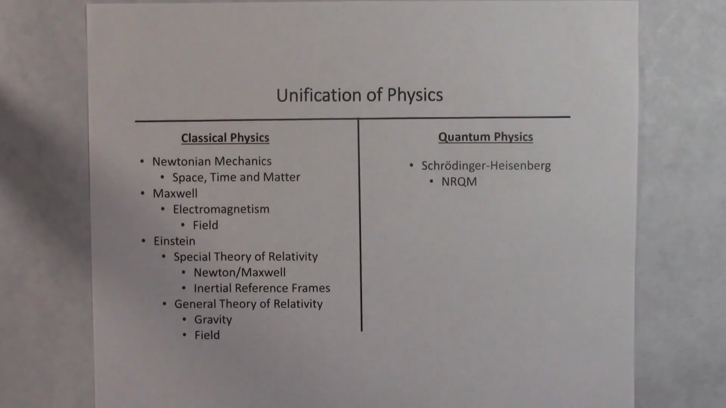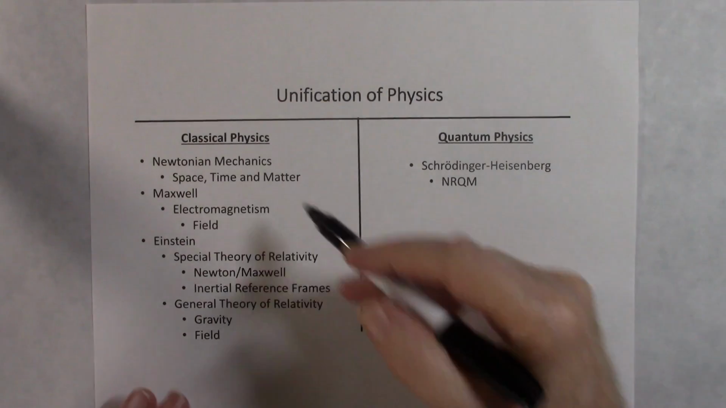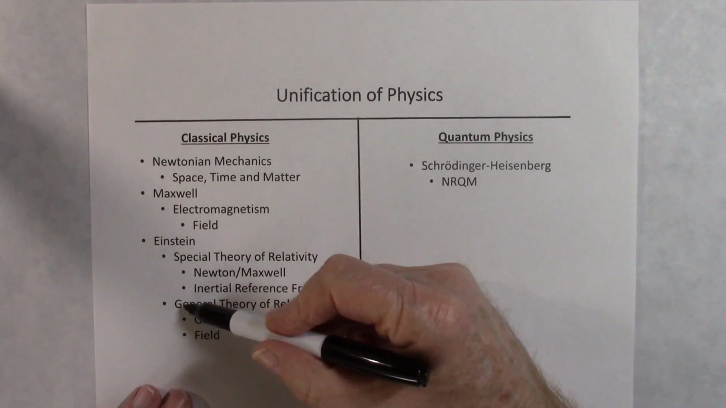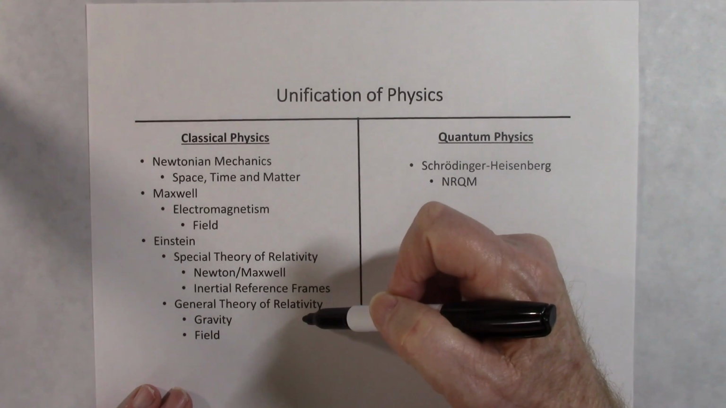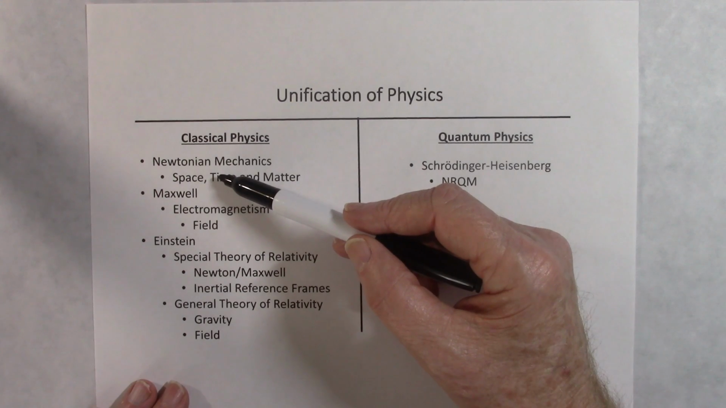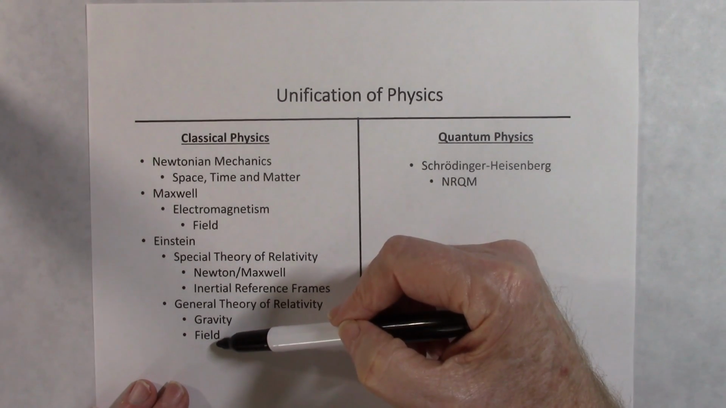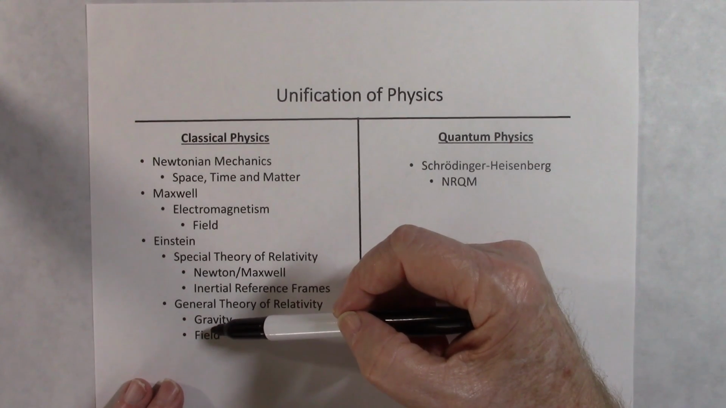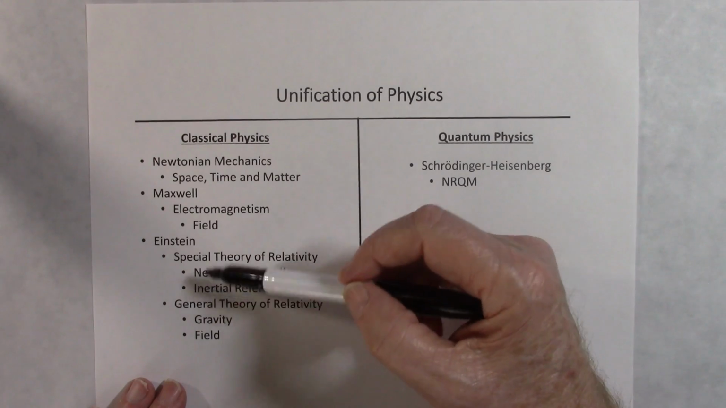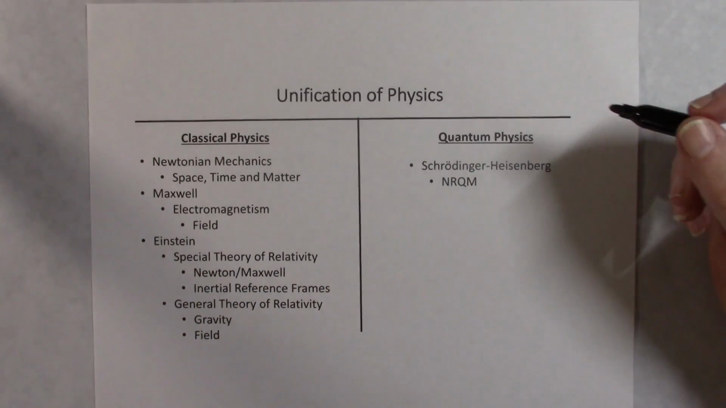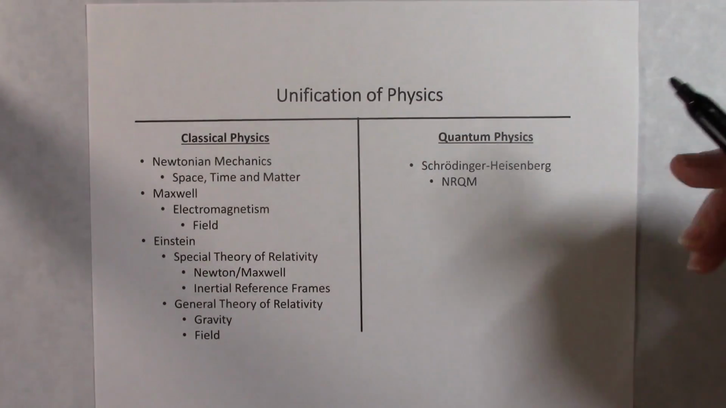So here's where we are in our journey. We've pretty much finished this side of the ledger. We added the general theory of relativity. The general theory of relativity has now replaced the Newtonian theory of gravity with a field theory. Gravity in this theory is the warping of space-time in the presence of matter and energy, and not the action at a distance that Newton thought it was. So we're done over here.